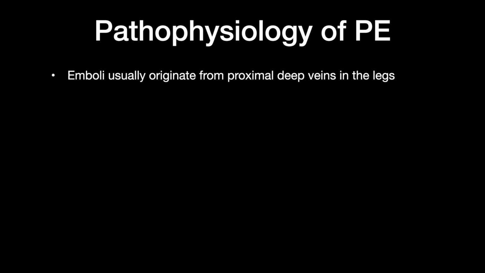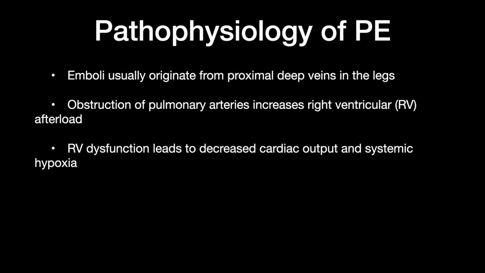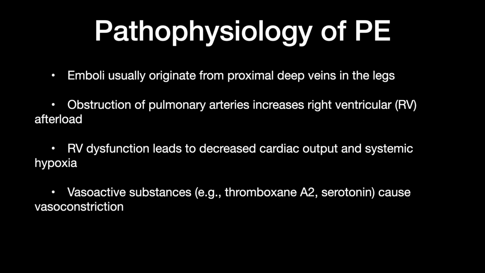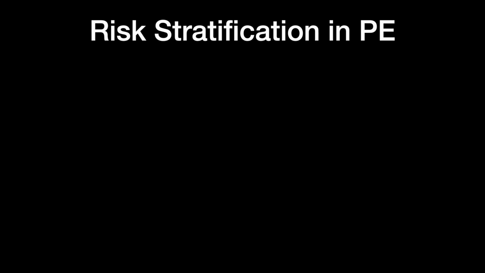Emboli usually originate from the proximal deep veins in the leg, and the obstruction of the pulmonary artery increases the right ventricular afterload. The right ventricular dysfunction thus leads to decreased cardiac output and systemic hypoxia. Vasoactive substances cause vasoconstriction, and this may progress to acute right-sided heart failure and a circulatory collapse.